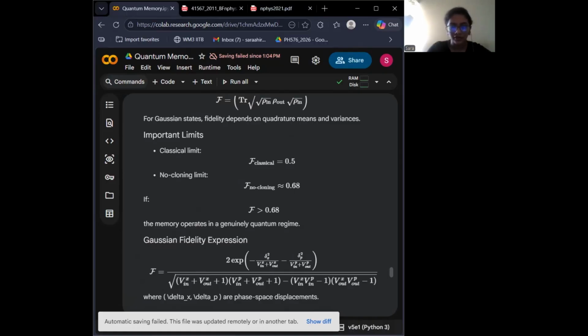And there's another limit, which is called the no cloning limit, which is a more stringent bound, so to say. It gives a proper measure that if I have a fidelity above 0.68, it ensures that the memory is not just a mere clone, but it's preserving the unique identity of the input state. It tells you that the measurement or the memory is purely quantum.